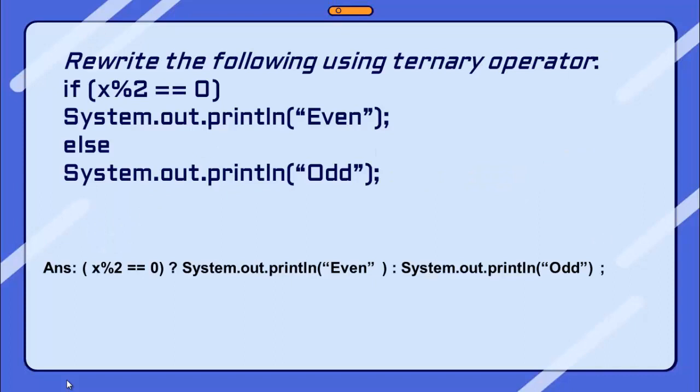Rewrite the following using the ternary operator. It's given here. Whenever it's a ternary operator, this comes first. x % 2, that is any comparative operator comes here with a question mark, and then you can print the first statement here followed by a colon, and then the second statement, semicolon.